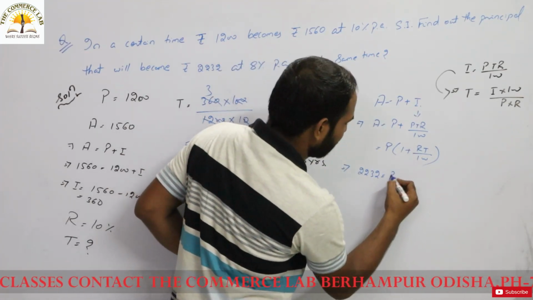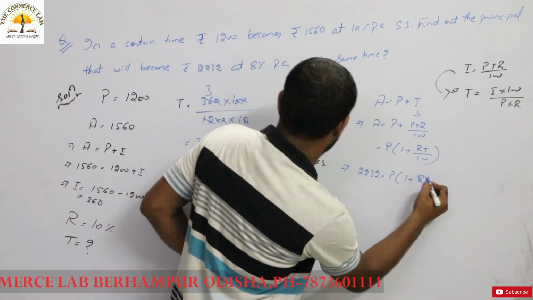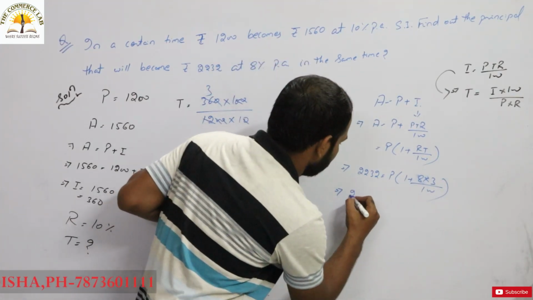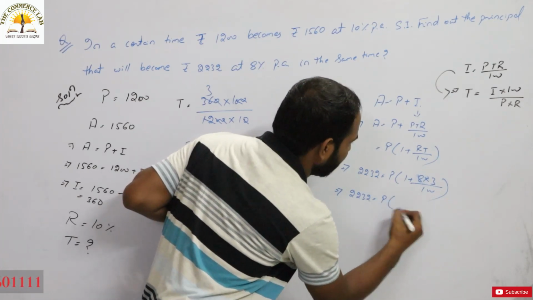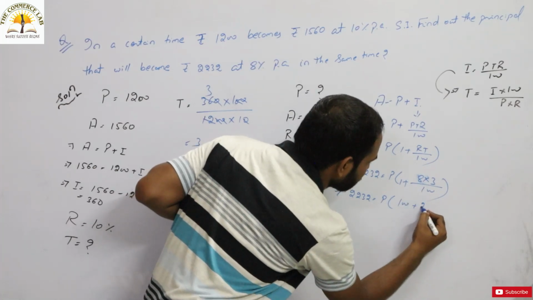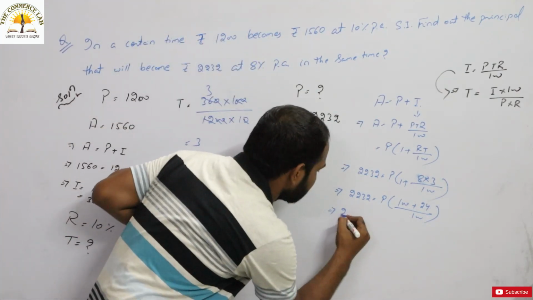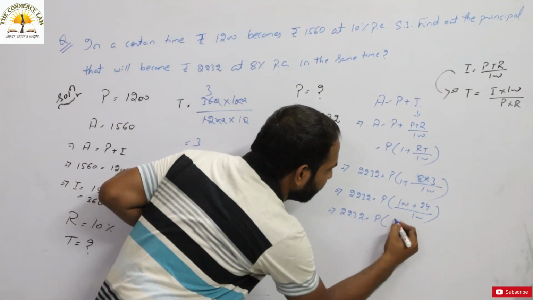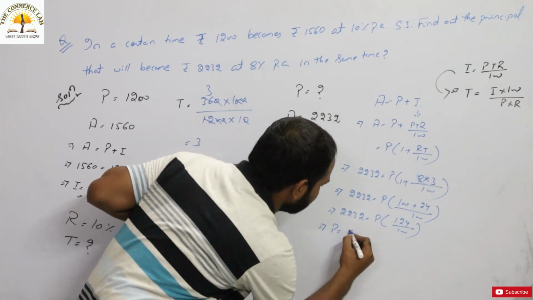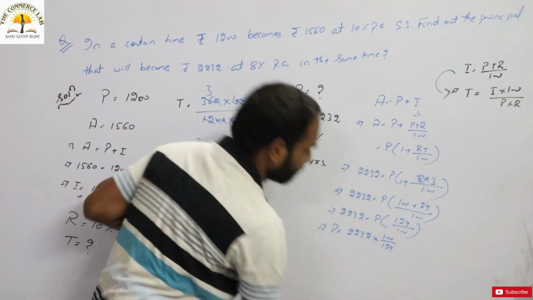Is equal to P, we have to calculate. R is given 8%, T is 3. This implies 2232 is equal to P into (100 plus 24) by 100, taking LCM. This implies 2232 equals P into 124 by 100. This implies P equals 2232 into 100 by 124.